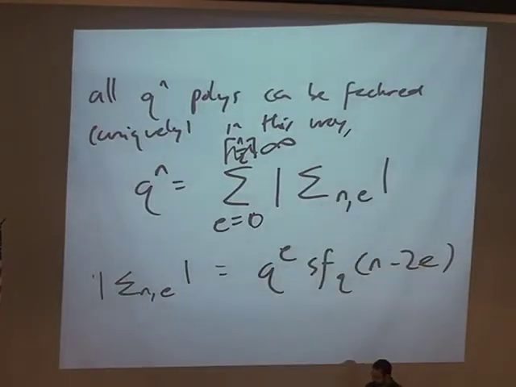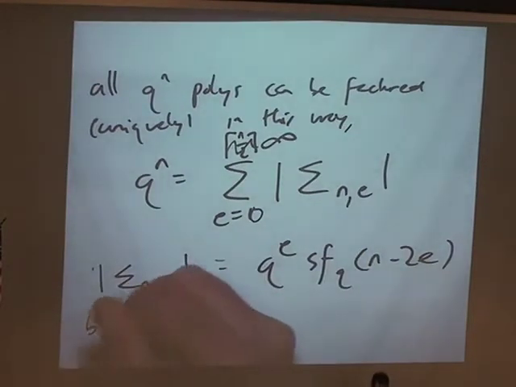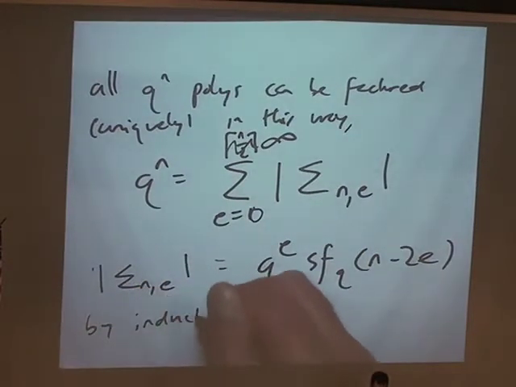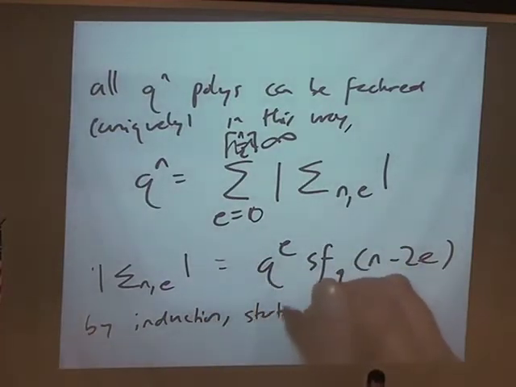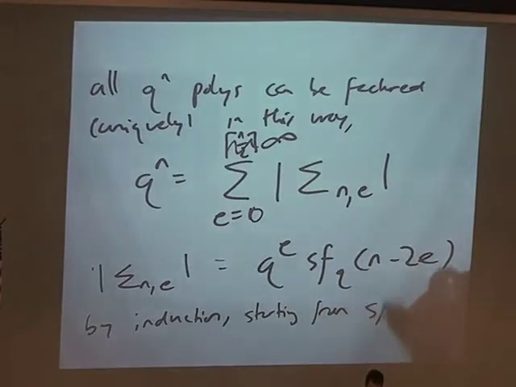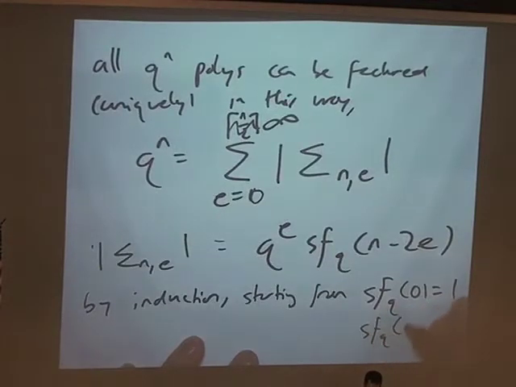You plug this into, I guess, well, you can see my point. You plug this into here, and then by induction, you actually need two base cases. So starting from sfq of 0 equals 1, and sfq of 1 equals q, you get the desired result.